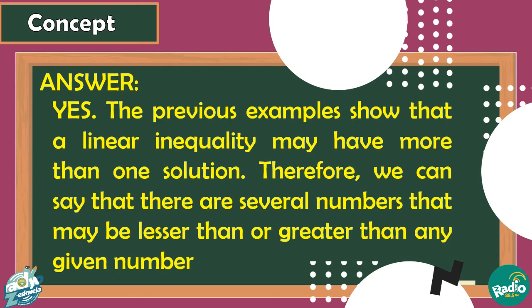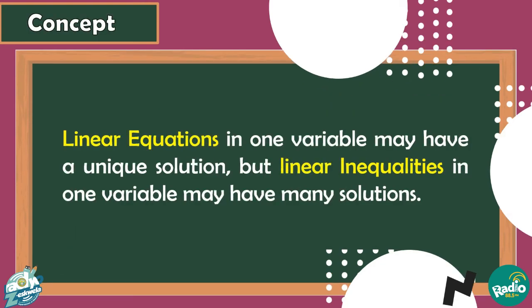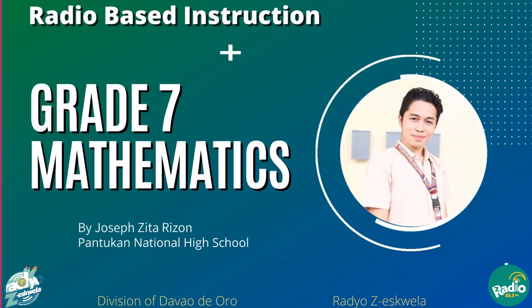Therefore, we can say that there are several numbers that may be less than or greater than any given number. And we can say linear equations in one variable may have a unique solution, but linear inequalities in one variable may have many solutions. Take note, linear equations, one solution, linear inequalities, many solutions.